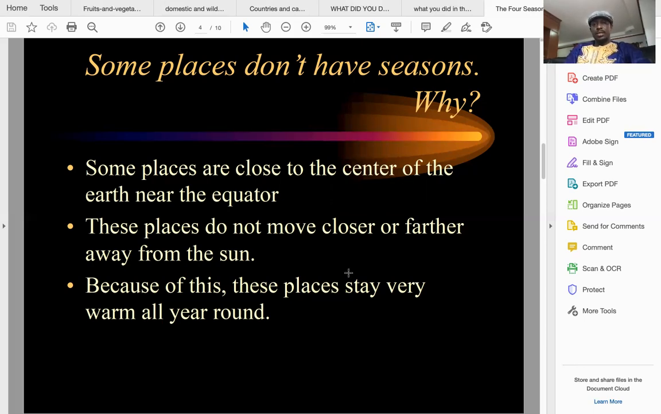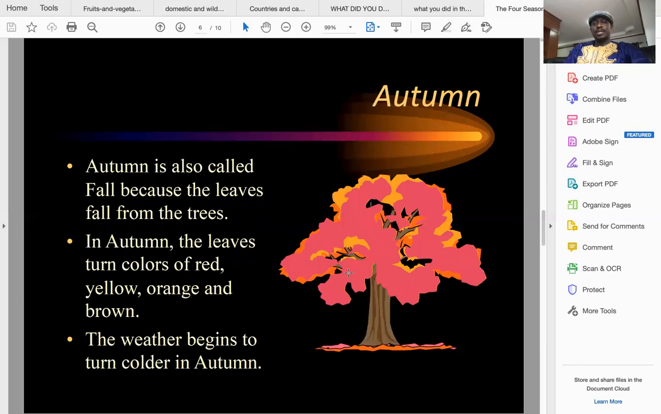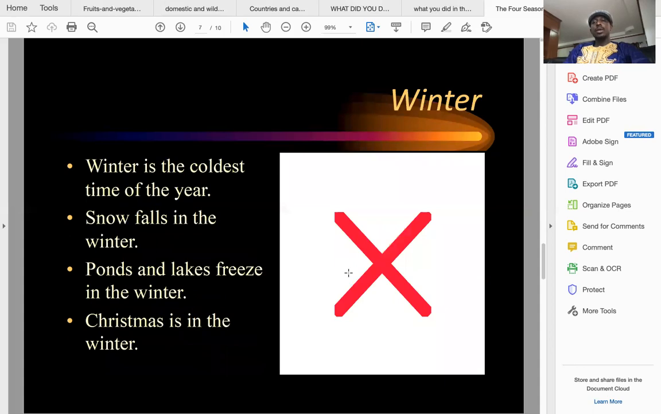Okay, so let's move. Here we saw the first season, which is autumn. Autumn is also called fall because the leaves fall from the trees. In autumn, leaves turn colors of red, yellow, orange, or brown. The weather begins to turn colder in autumn. We also have winter. Winter is the coldest time of the year. Snow falls in winter. Ponds or lakes freeze.